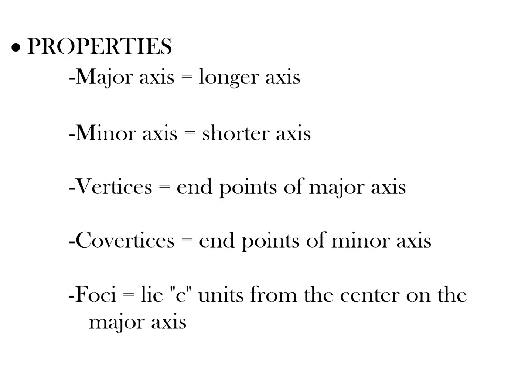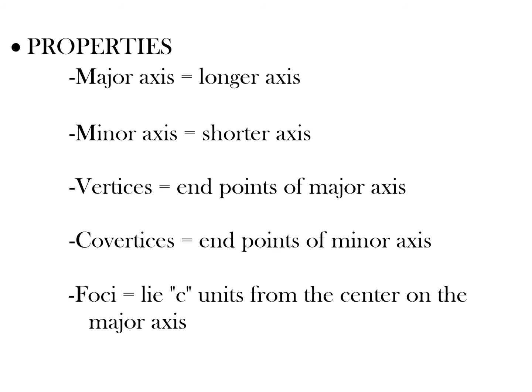So these are some properties that are important to know when working with an ellipse. That longer axis that I highlighted in yellow on the previous slide is what is called your major axis. Hopefully that makes sense because it's the longer one. The shorter axis is called the minor axis. The vertices are the endpoints of the major axis, and then they have what are called co-vertices, and those are the endpoints of the minor axis.